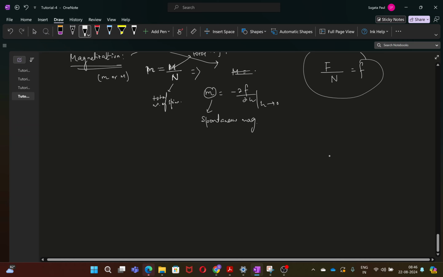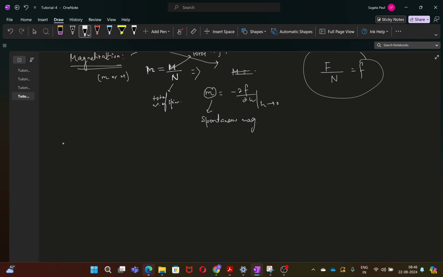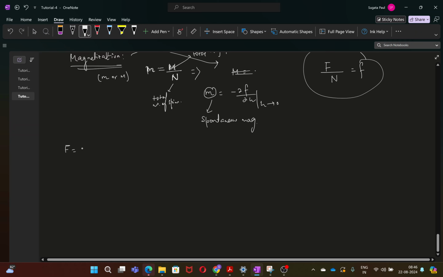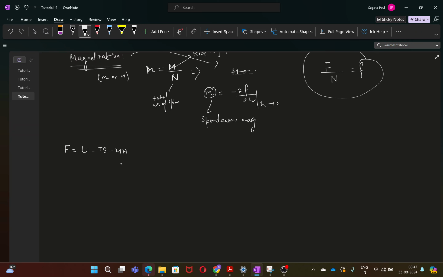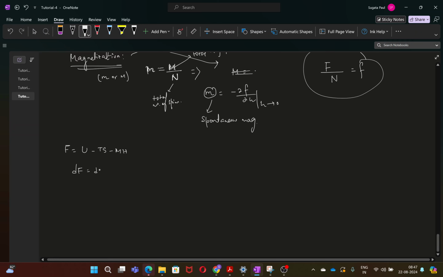Now this can be expressed like, let's say, you know that your Helmholtz potential F is equal to U minus TS minus MH, where this is basically the thermodynamic relation, where U is your internal energy and all the other factors you are already familiar with from the basic thermodynamic relation. So if you take a derivative of it, it becomes dF equal to dU minus TdS minus SdT, minus MdH minus HdM. I am taking term by term derivative.